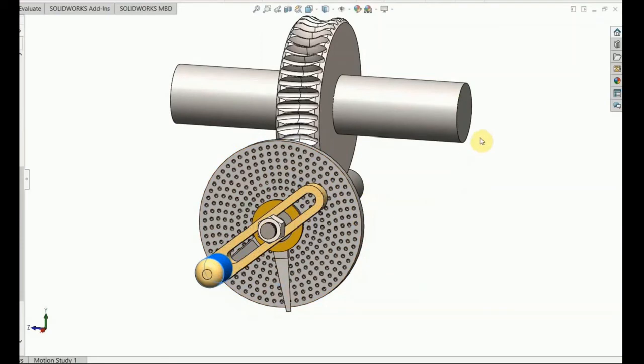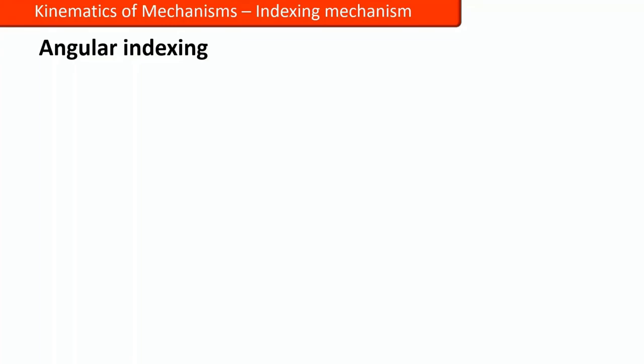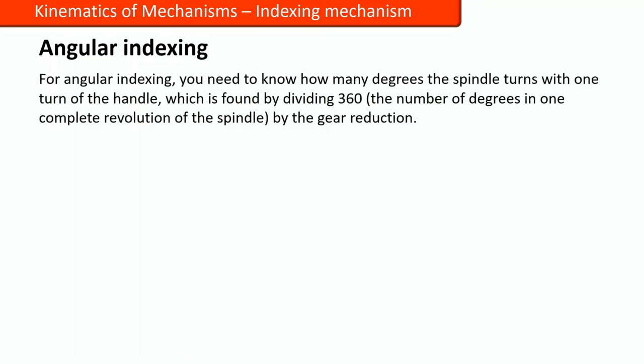So I think you got a clear idea about differential indexing. Let's move on to the next topic, angular indexing. So the third type of indexing is angular indexing. Angular indexing is nothing new. It is just an addition to differential indexing.